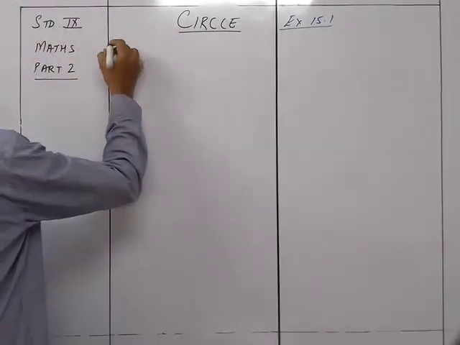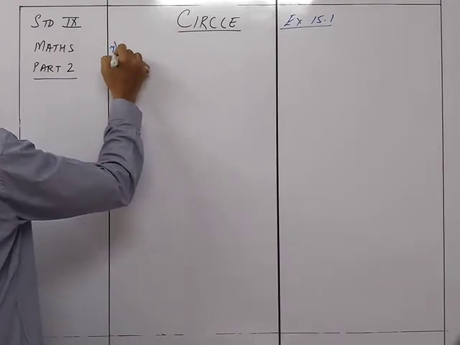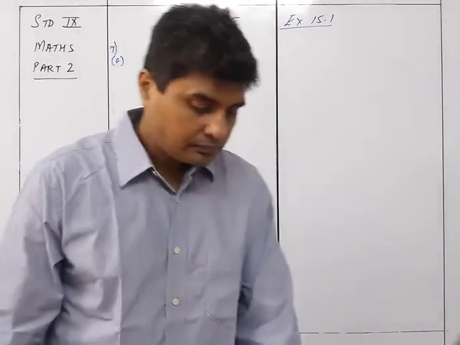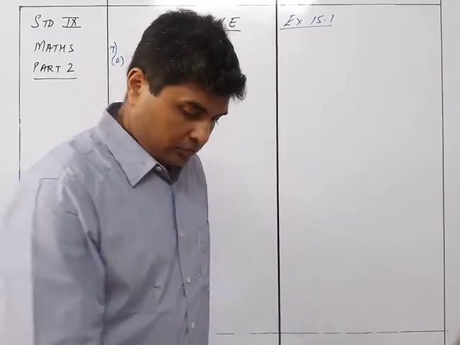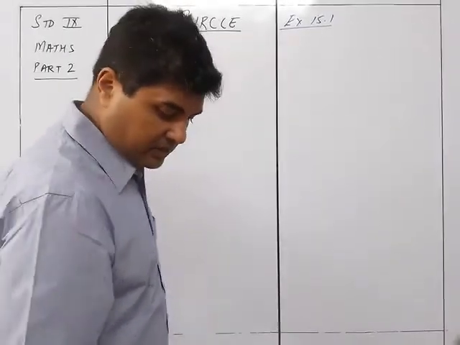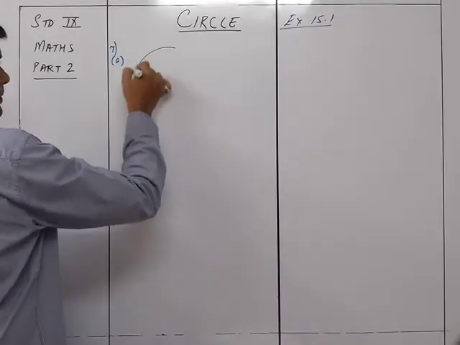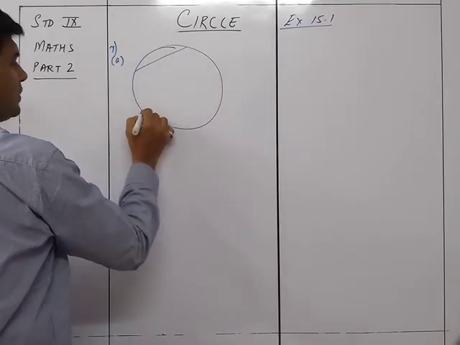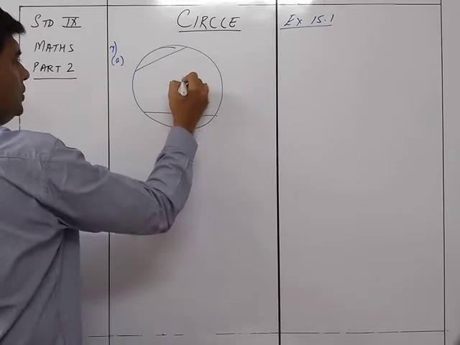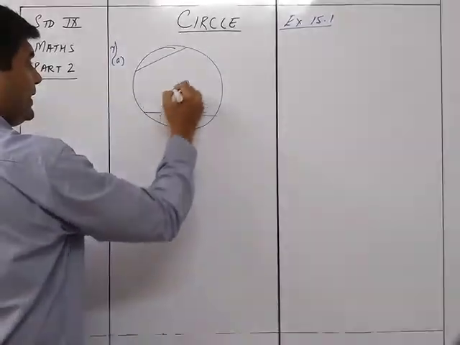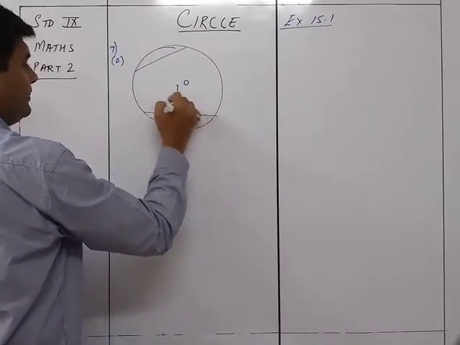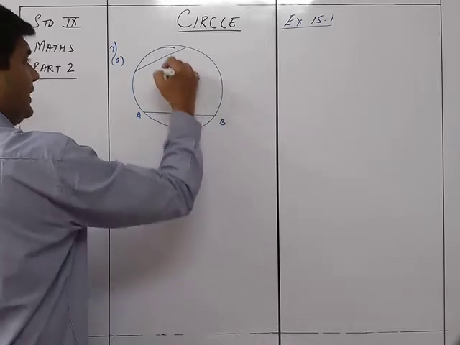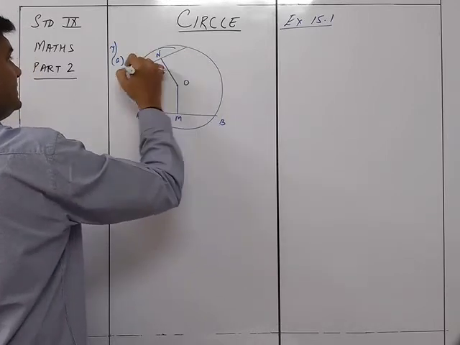Okay, sum number 7A. So you have over here a circle with 2 chords, one chord like this, one chord like this, center O. You are having this one OM, AB and ON, CD.